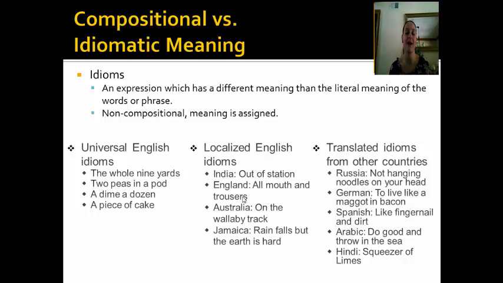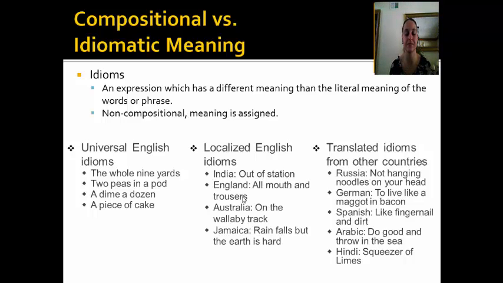In German, "to live like a maggot in bacon" means to live in luxury. Spanish, like "fingernail in dirt," is sort of the equal of "two peas in a pod," so it's like well suited or very close. In Arabic, "do good and throw in the sea." What that means is unappreciated or wasted effort. And the last one, "squeezer of lines," in Hindi means somebody who invites themselves, sort of like a self-invited guest or somebody who idles.